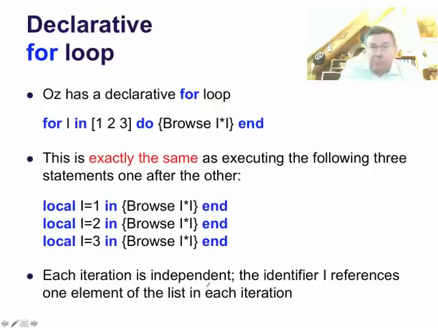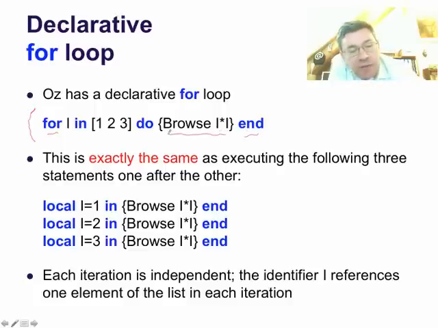So just to explain, to start the definition of for collect, we start by showing the declarative for loop in Oz. So here, for example, for I in 1, 2, 3, do browse I times I end. This will execute the three statements in order, which is the loop body, but with different values for I. And this is done by making I reference the elements of the list successively. So we have these three statements executed one after the other.